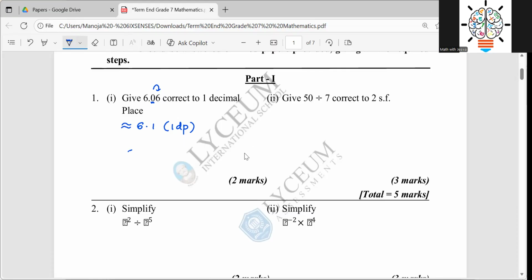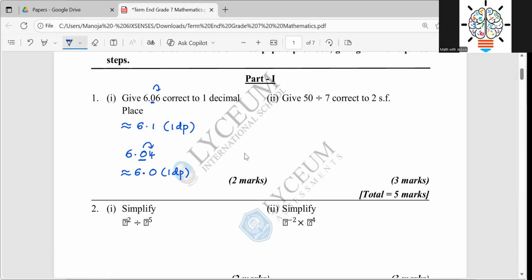Let's say, for example, you had 6.04, right? And you underline the first decimal place, you look at the next number, it is less than 5. So then your answer will be 6.0 and 1 dp. Children, you might think, teacher, why did you write it as 6.0? We can just write it as 6. I know, there is no difference whether I'm writing 6.0 or 6. But I kept the decimal point and that 0 because they have asked me to correct the given number to the first decimal place. So I want to show the first decimal place, right?